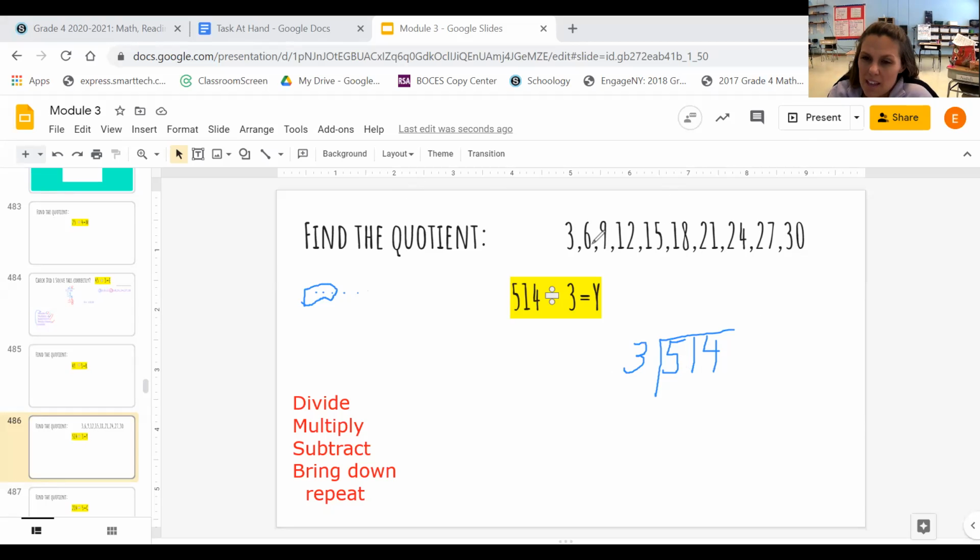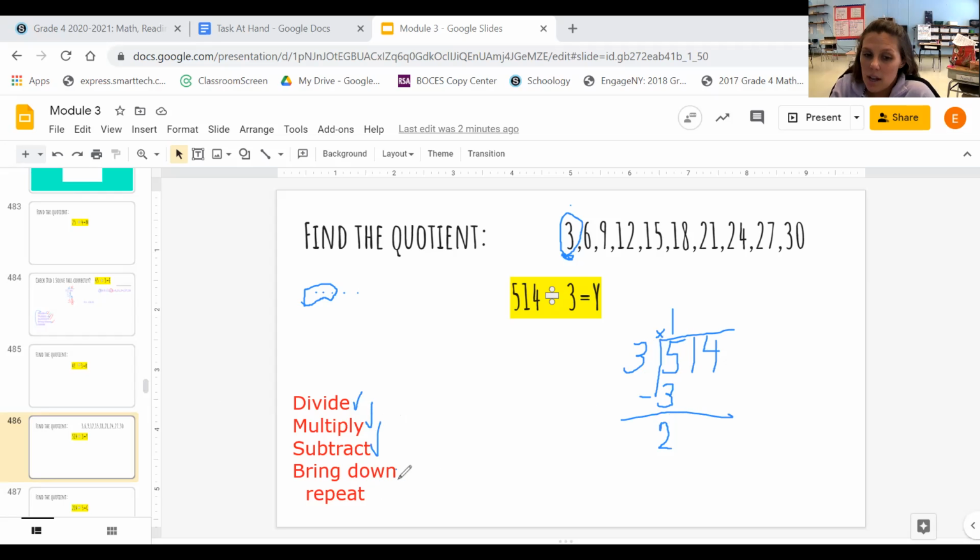Could also look over here and get as close as we can. 6 wouldn't work because that's more than the cookies we have. So the next closest is 3. We could take one group of 3 out of the number 5. So above that 5, I put my 1. That's me dividing. Next, I multiply. 1 times 3, remember, you already solved it. Underneath that 5, because that's the number I'm working with, I'm going to subtract. 5 minus 3 is 2.